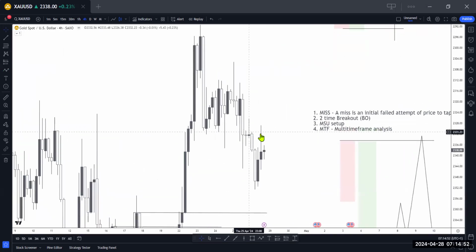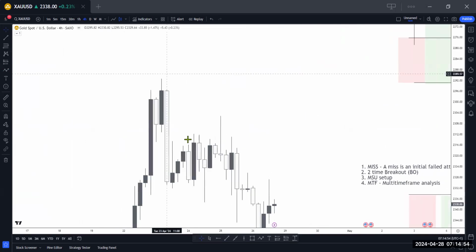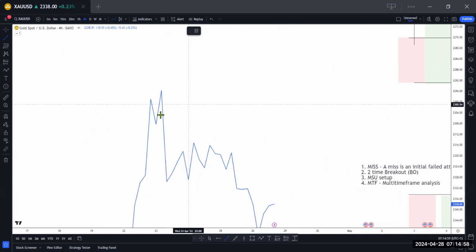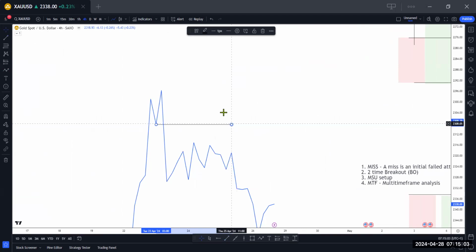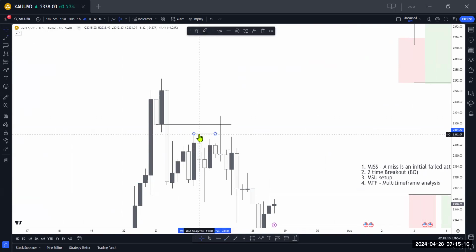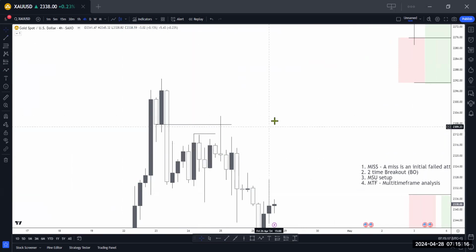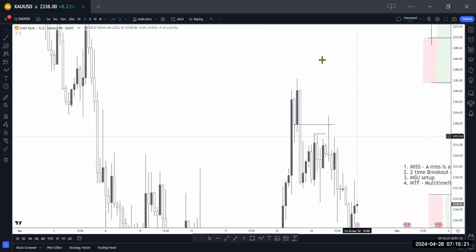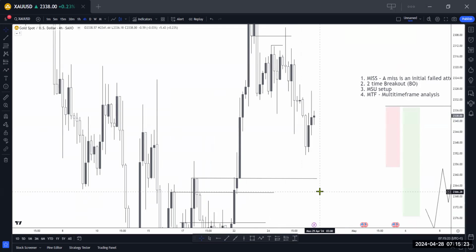Okay, so let's say examples of a miss. You can see this is an H4 level. This is an SNR level, right? Now, does this SNR level have a miss? Yes. Where is the miss? This is the miss. This is the first initial attempt to tap this level, but price didn't tap it. So when price comes back and taps with a rejection, that is your idea to know that that level is likely going to hold, or that level is a valid SNR level.